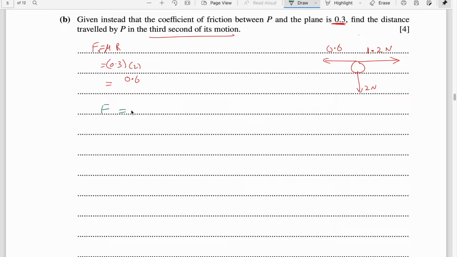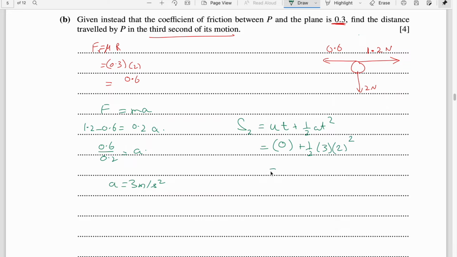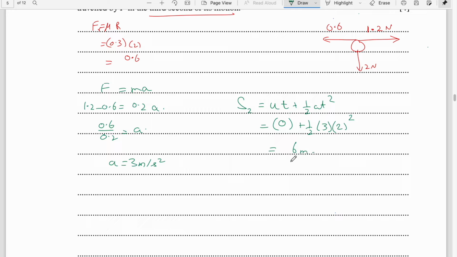Now consider F equals MA. Net force 1.2 minus 0.6. Mass is 0.2. Acceleration is unknown. So 0.6 by 0.2, we get an acceleration of 3 meters per second square. And to find the distance in the third second, I'm finding the distance in first 2 seconds, that is ut plus half at squared. Initial velocity, it started at rest, so 0 plus half acceleration is 3. So in the first 2 seconds, distance traveled is 6 meters.